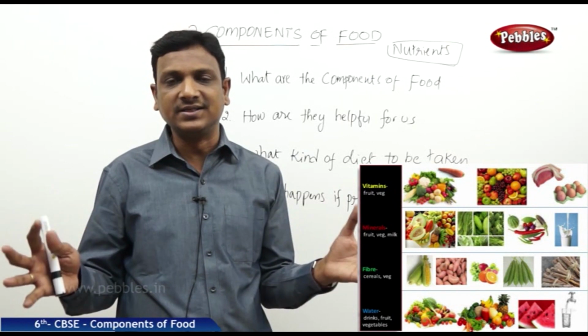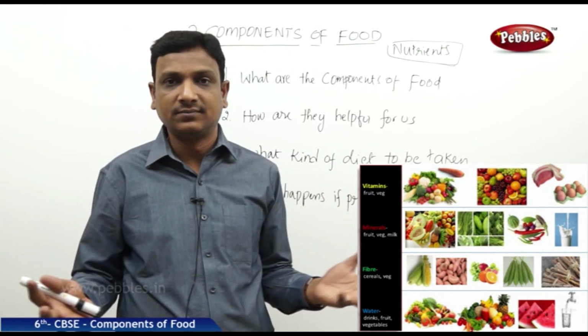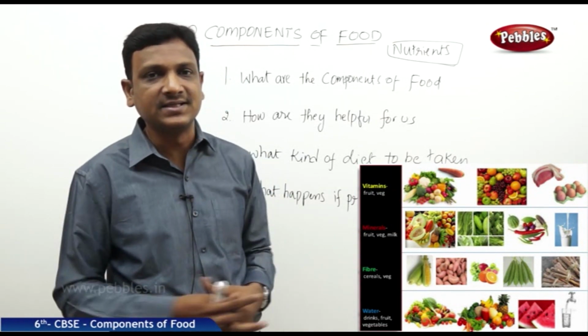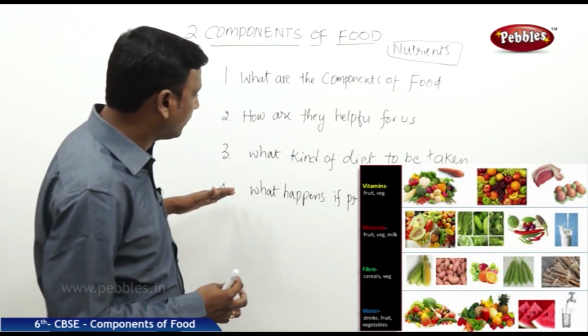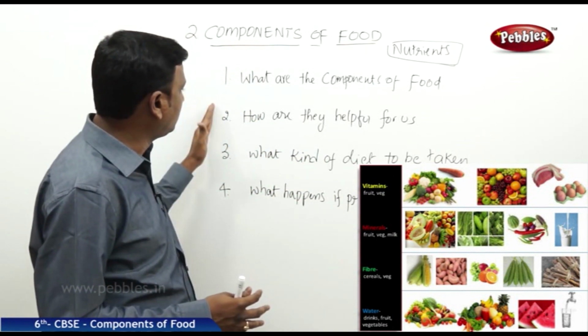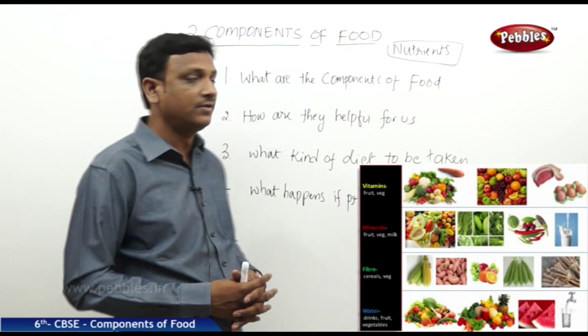So I want only drinks. I drink plenty of soft drinks a day. So that is also not a good or a balanced diet. We will see the complications, what happens if we are not taking a proper diet. So these are the 4 different things that we are going to discuss in this lesson, components of food.